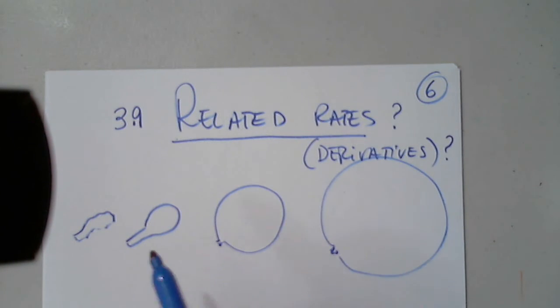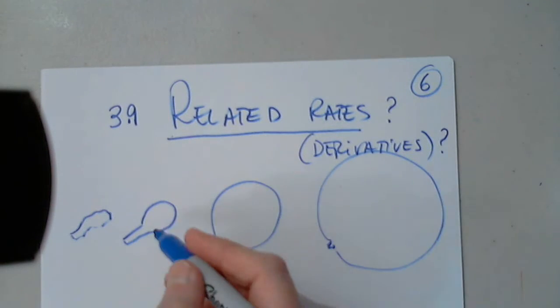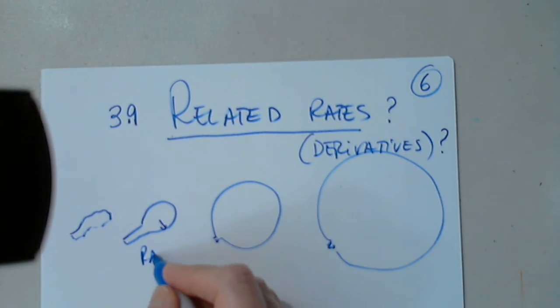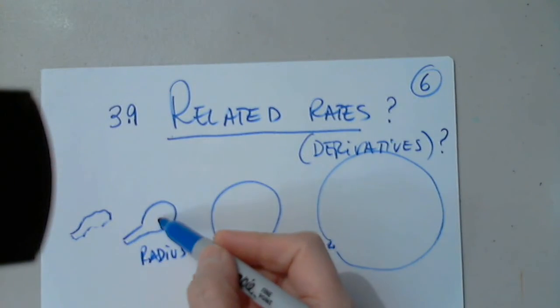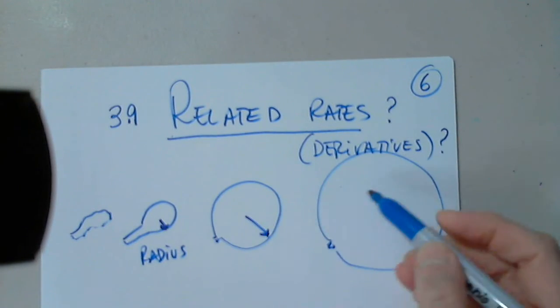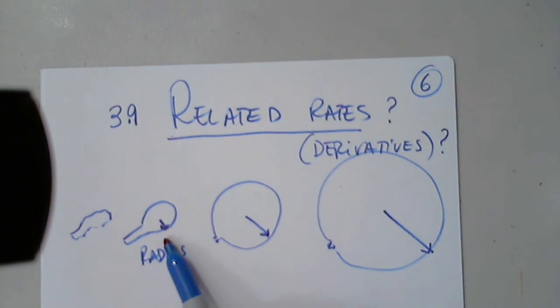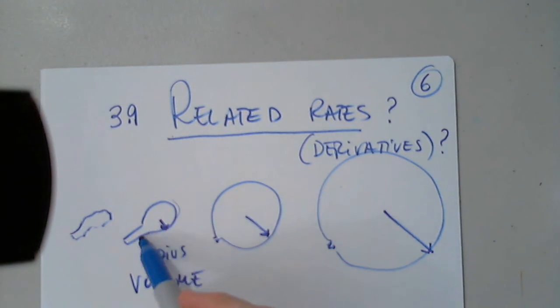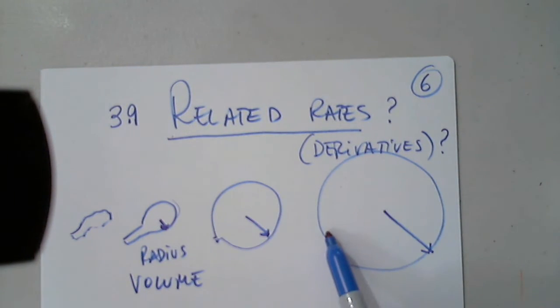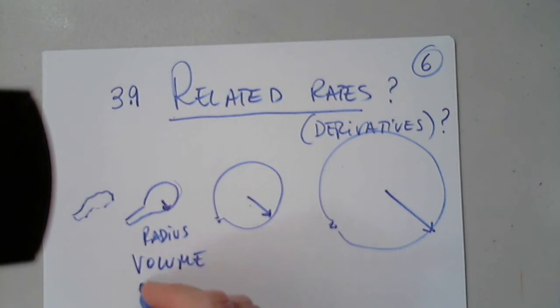That's a balloon. What changes here? Well, the radius of the balloon: it's this, then it's this, then it's this. So the radius here is smaller and then bigger and bigger. What else? Volume. Here's the volume, here's the volume, here's the volume. More air, more air, more air. What else? Surface area.